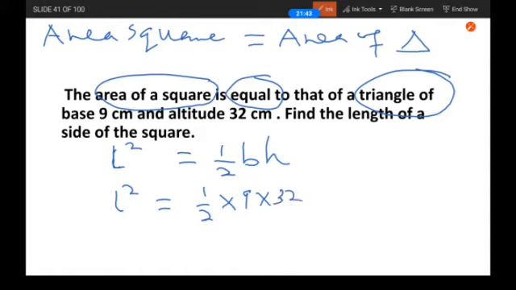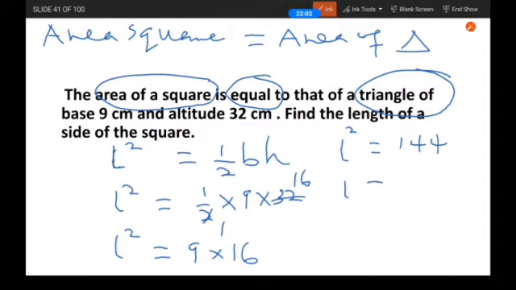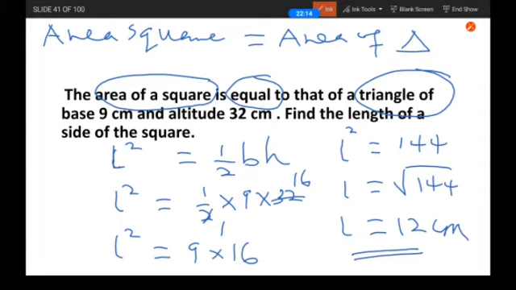If you do this very well, you're going to be getting 2 here 1, 2 here 16, and L squared will be 9 times 16, and L squared will be 144, such that L gives us what now? Square root of 144, and that is 12 centimeters, and that is the length of that square.